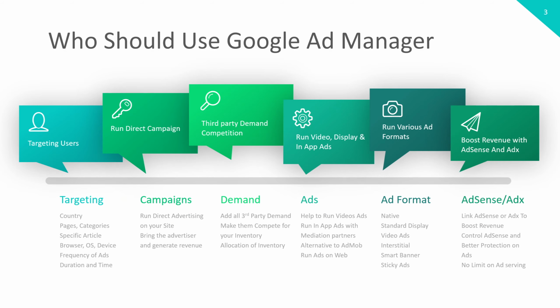For those of you who want to target users by country, by pages, by categories, Google Ad Manager is a very useful product. You can target ads for a particular country, and target specific pages, specific categories, and specific articles as well with Google Ad Manager. And you can also exclude those countries or those pages, those categories, and many more things with Google Ad Manager.